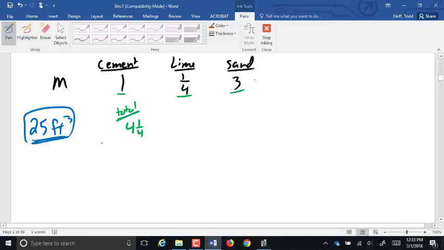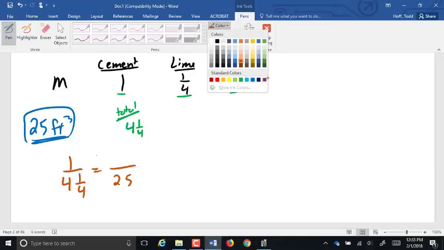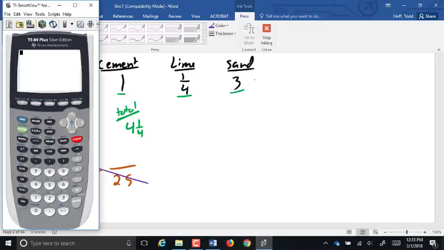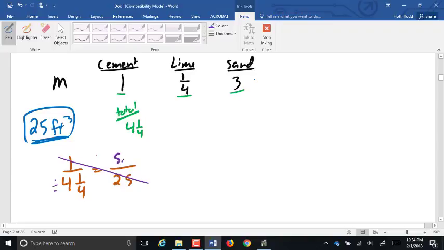So cement is 1 part out of 4 1/4 total parts. To figure out what that is out of 25, we cross multiply and divide. 1 times 25 divided by 4 1/4. And we get 5.88 cubic feet, I should say, of cement.